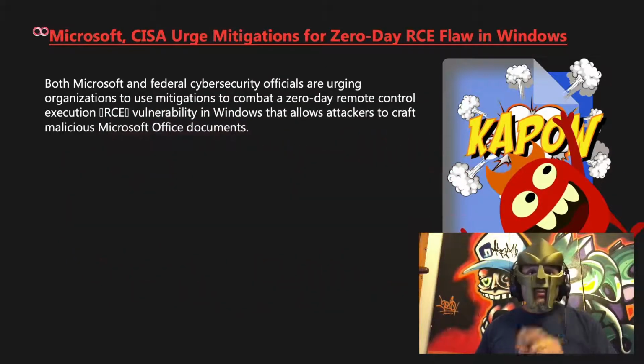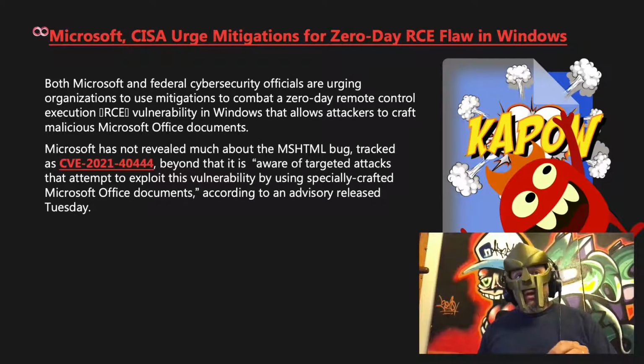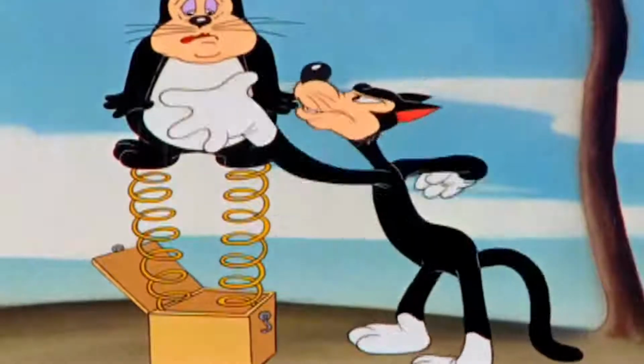Both Microsoft and federal cybersecurity officials are urging organizations to use mitigations to combat a zero-day remote code execution vulnerability in Windows that allows attackers to craft malicious Microsoft Office documents. Microsoft has not revealed much about the MSHTML bug tracked as CVE-2021-40444 beyond that it is aware of targeted attacks that attempt to exploit this vulnerability by using specially crafted Microsoft Office documents, according to an advisory released on Tuesday.